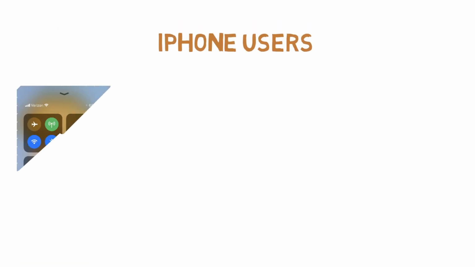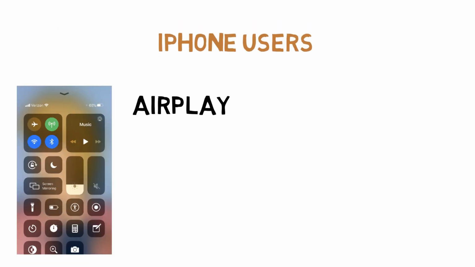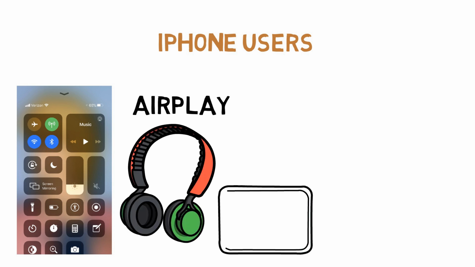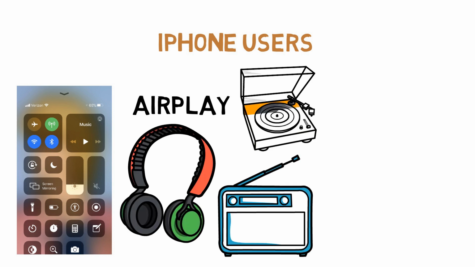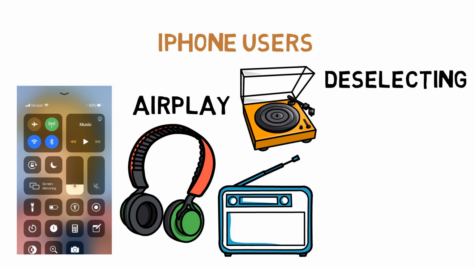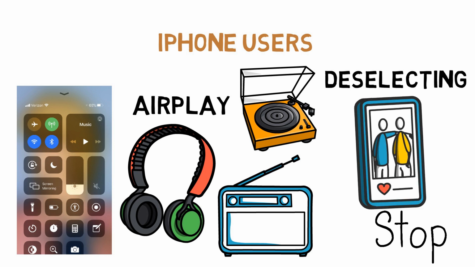iPhone users need to go to the Control Center. Next, tap on AirPlay and select either paired headphones or speakers to output audio simultaneously. Deselecting any one of the paired devices will stop sharing.